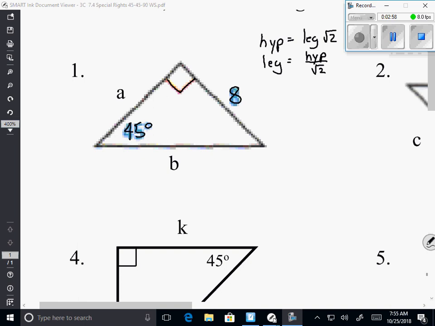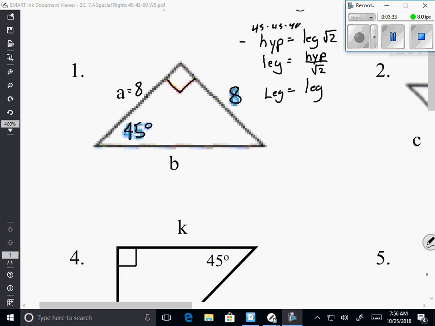So we don't need a formula to find A. I mean, I guess you could. I mean, it's a 45, 45, 90. Then leg equals leg. There's a formula if you want one. So what's 8? 8. Those are the legs. Now the hypotenuse is B.